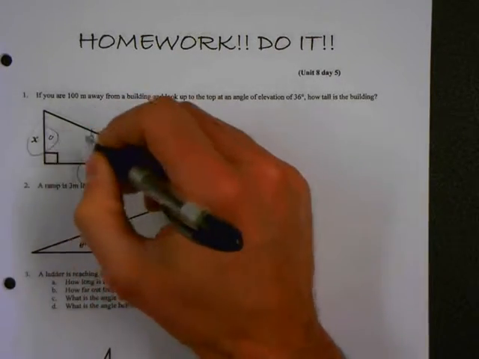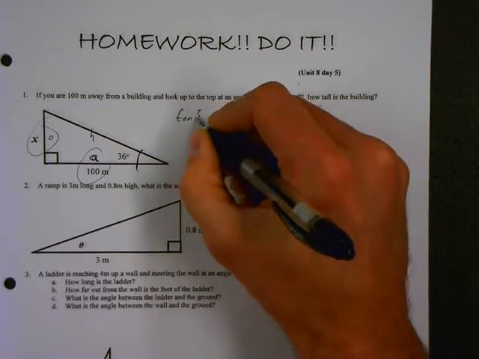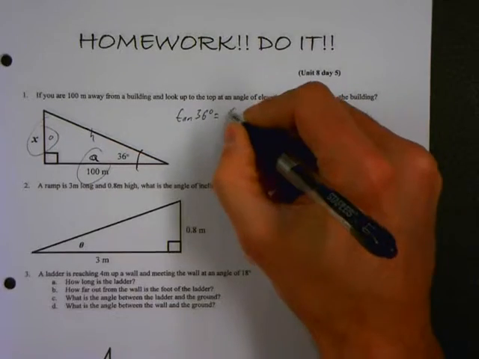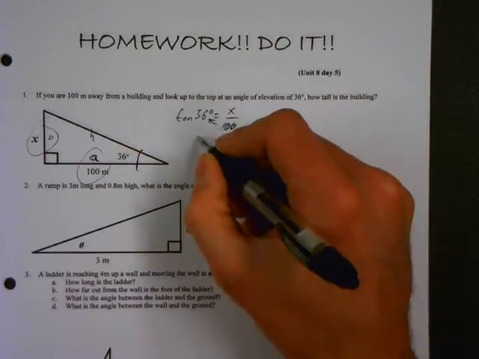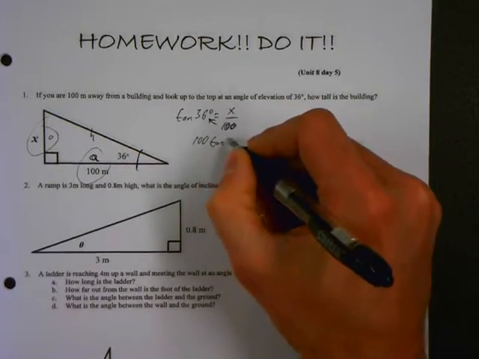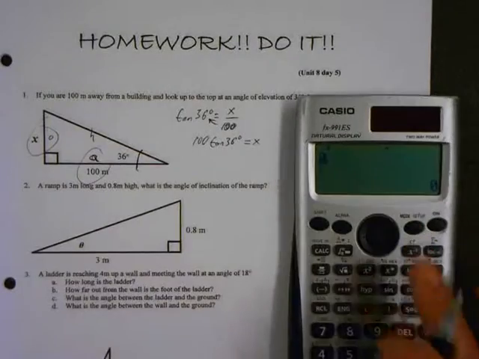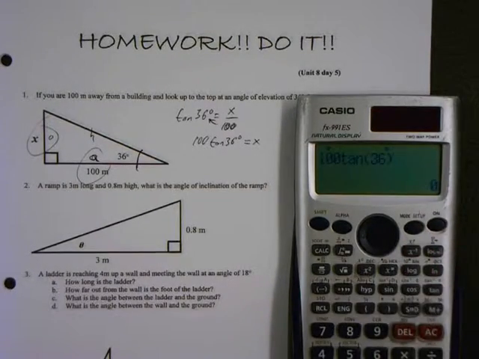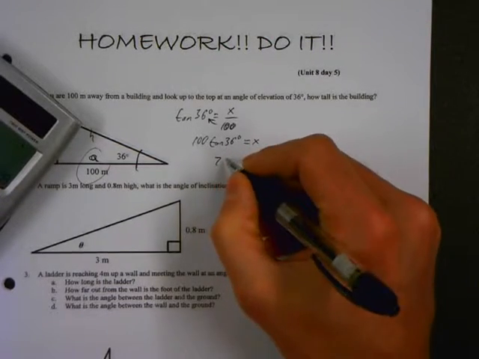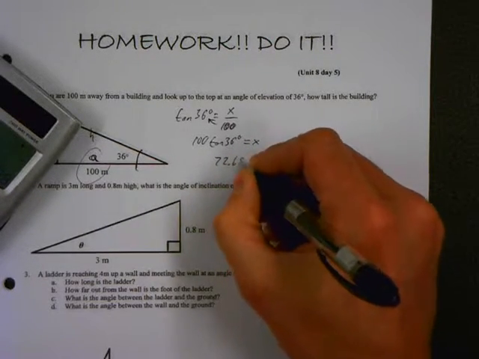Using O to get A, so that means I'm going to do tan 36 degrees equals O over A, which is x over 100. X is on top, so I multiply that up. So we get 100 times the tan of 36 degrees equals x. And I get 72.65.